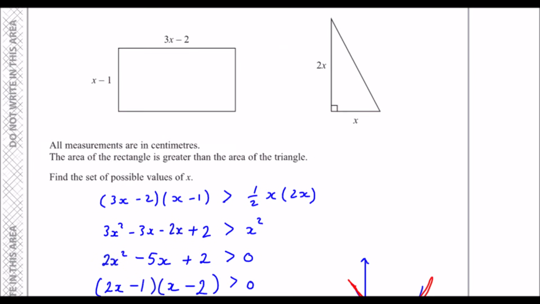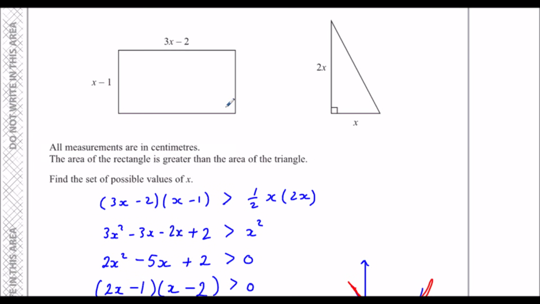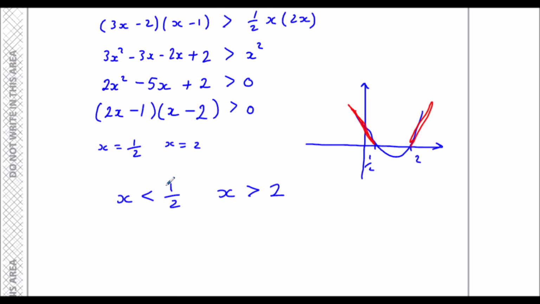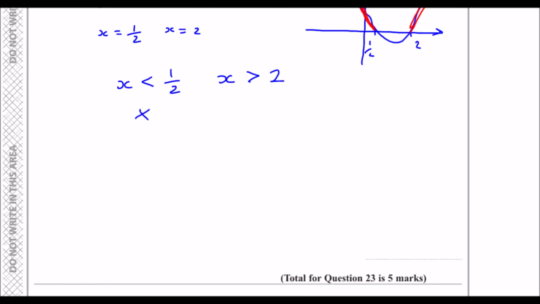Okay, now let's look at the measurements. I cannot have a negative value of x, and in fact it's going to have to be bigger than 1. So x is going to have to be bigger than 1, otherwise I'll have a negative length, which I can't have. So bearing that in mind, x is going to have to be bigger than 1, so I can't have x less than a half, so x is bigger than 2.